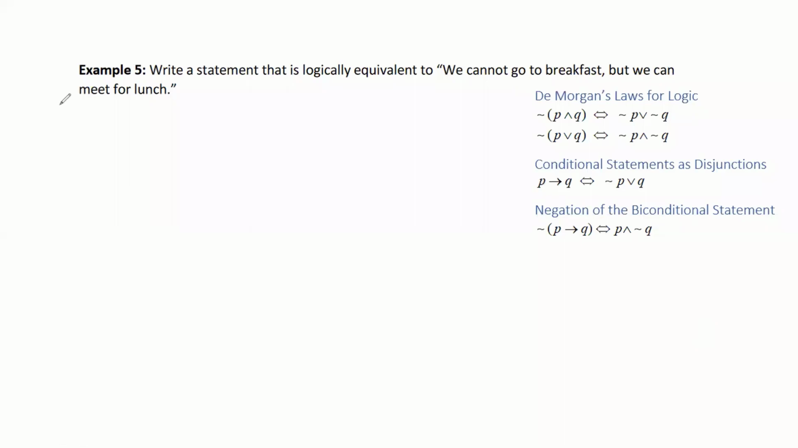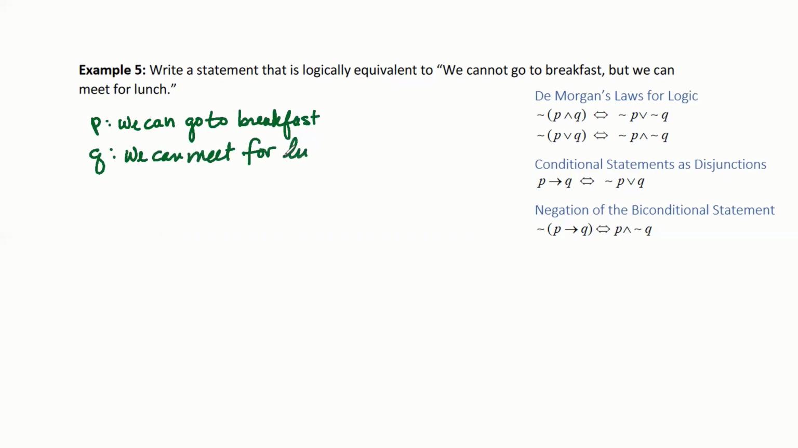Example 5, write a statement that is logically equivalent to, we cannot go to breakfast, but we can meet for lunch. So we're going to have P, we can go to breakfast, and Q, we can meet for lunch. So we cannot go to breakfast would be negation P, but is an and statement. We can meet for lunch is Q.